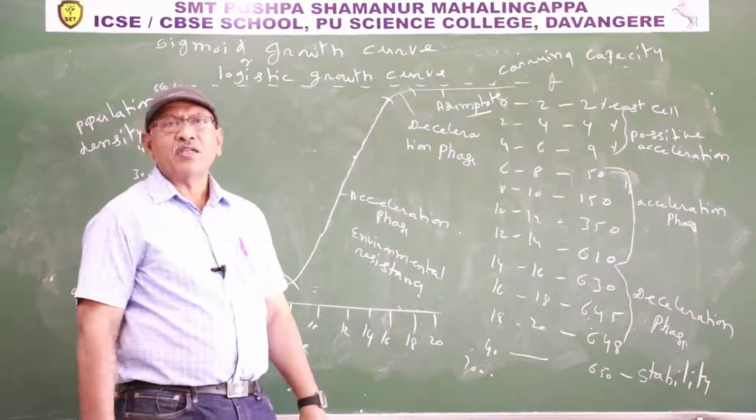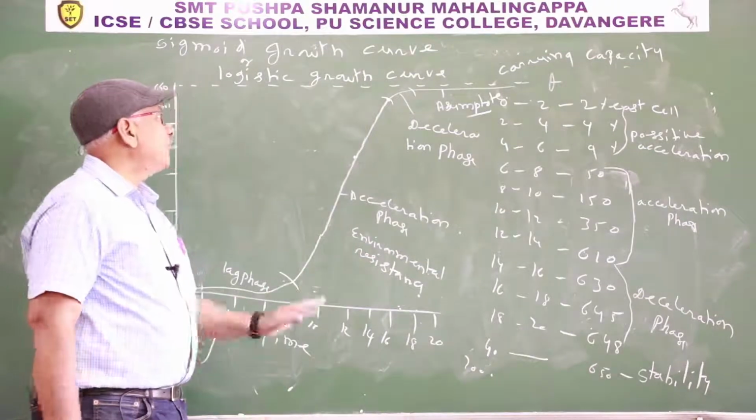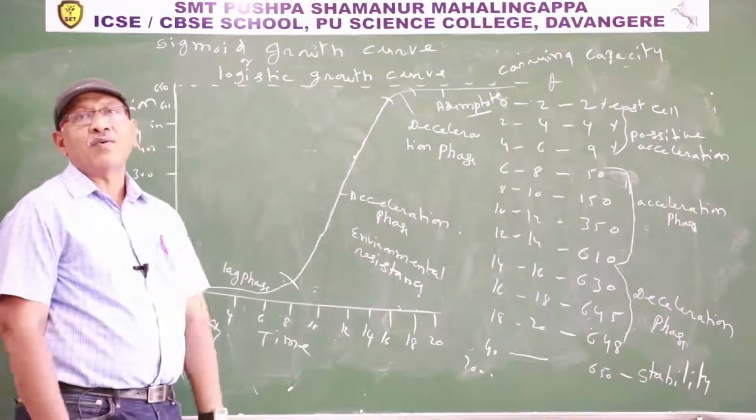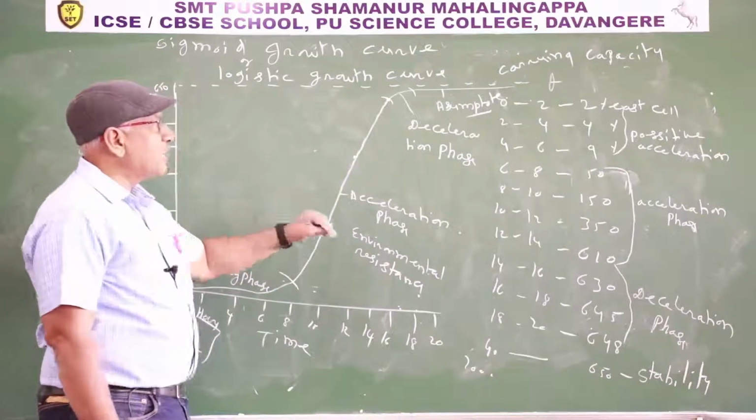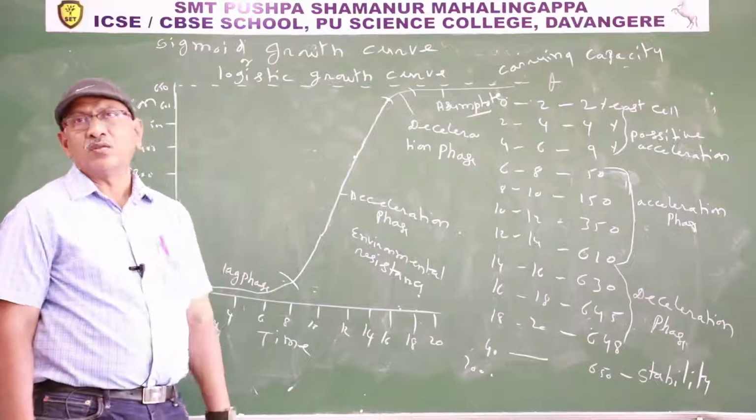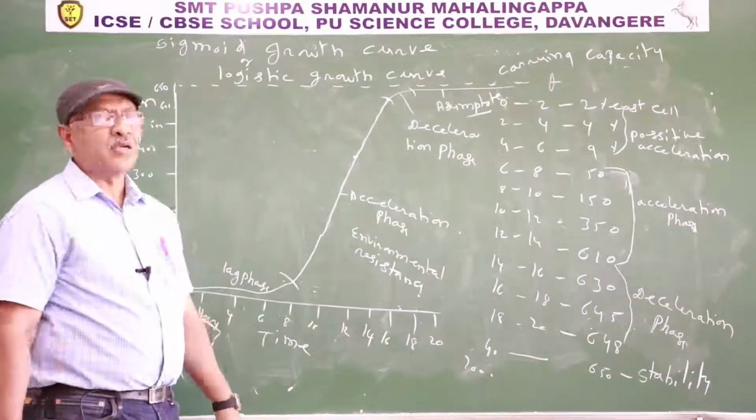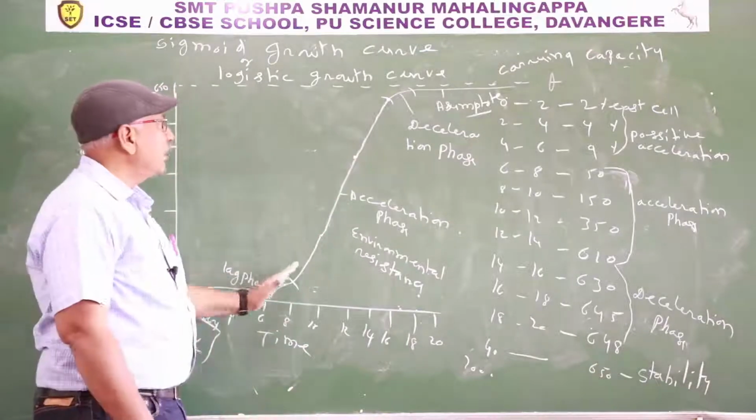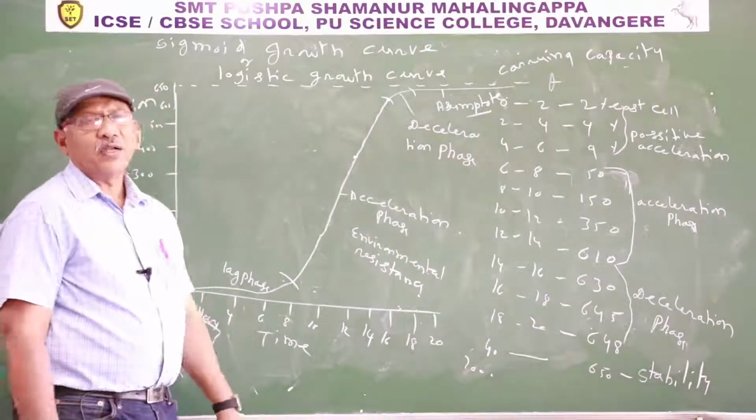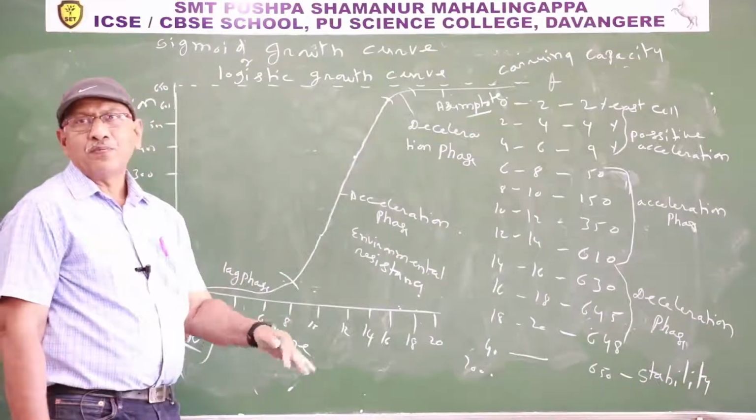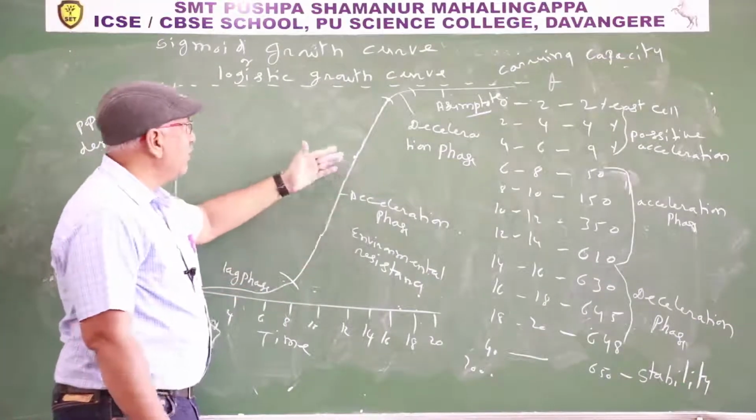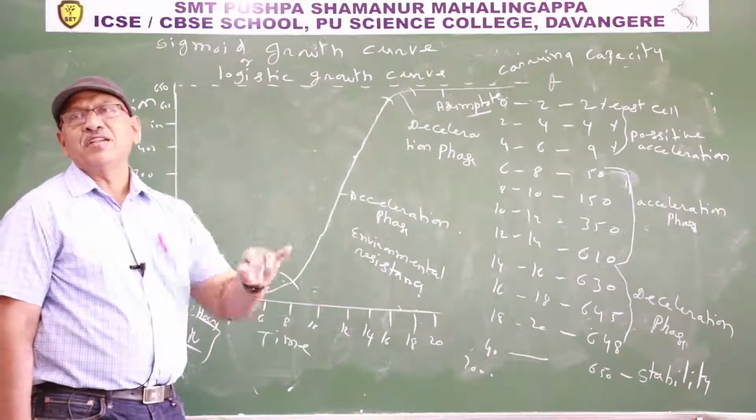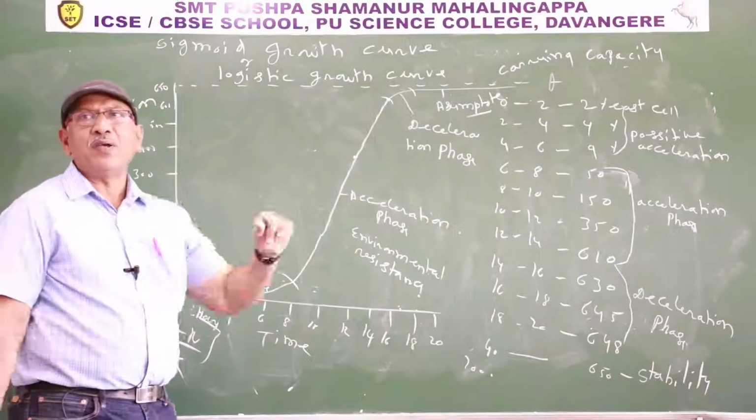Or in competitive exams they may ask which phase of the logistic growth curve is known as exponential, or identify the exponential part of the logistic growth curve. Exponential means rapid growth. During the acceleration phase the growth rate is rapid. So the acceleration phase of the logistic growth curve is the exponential part. Exponential means rapid growth.